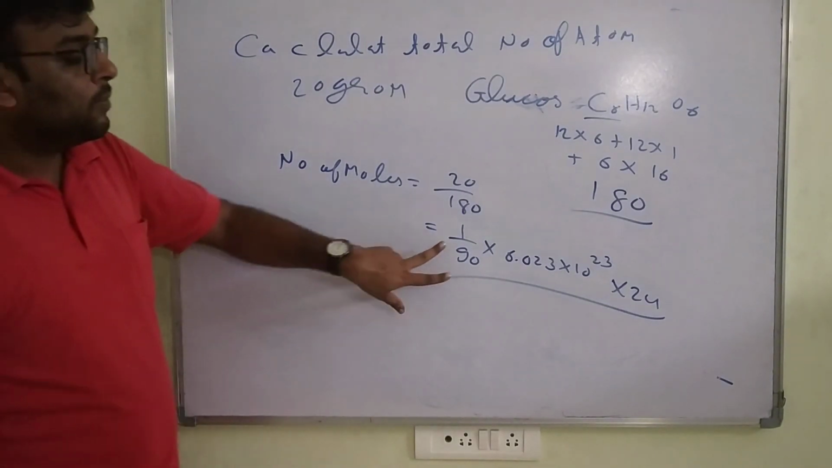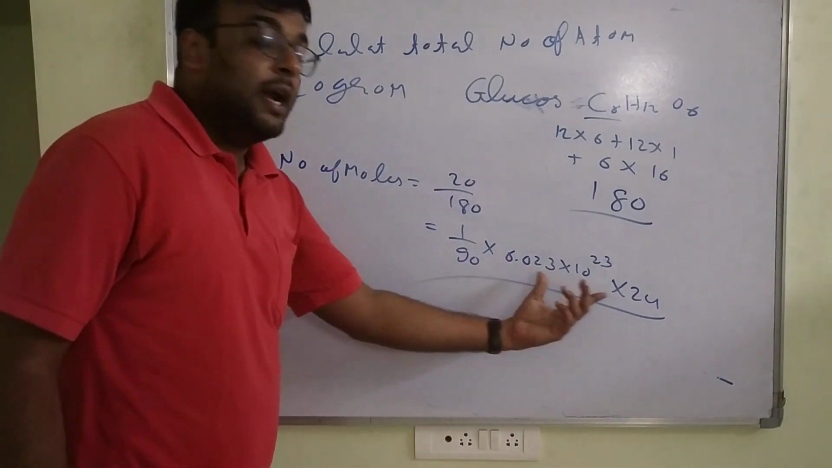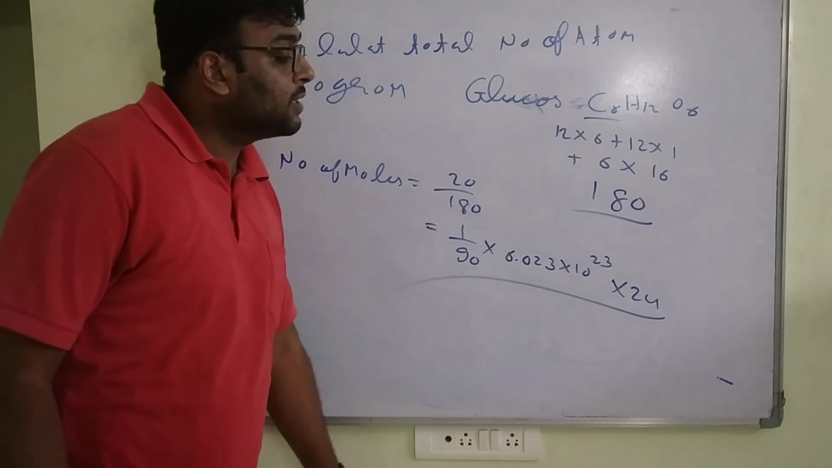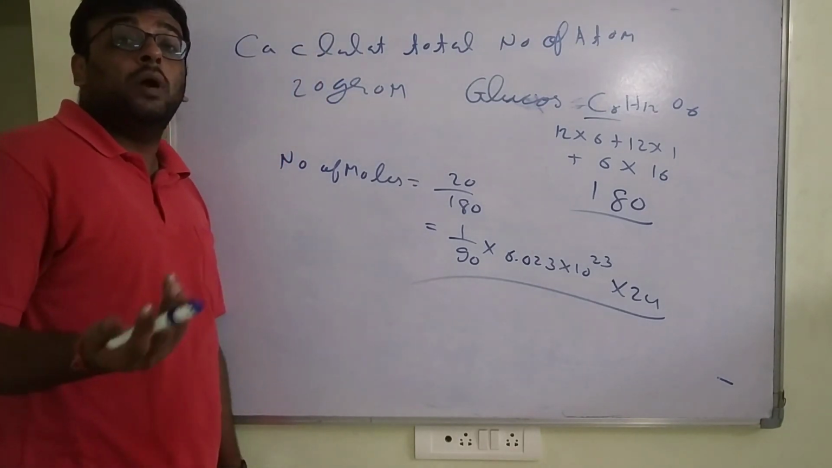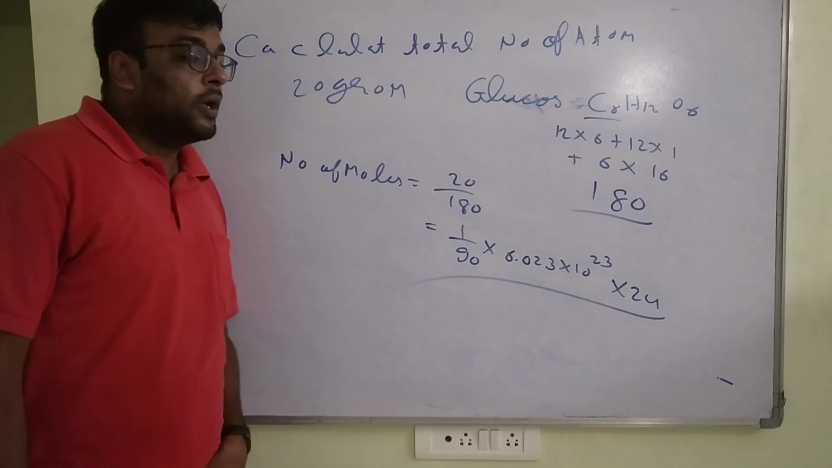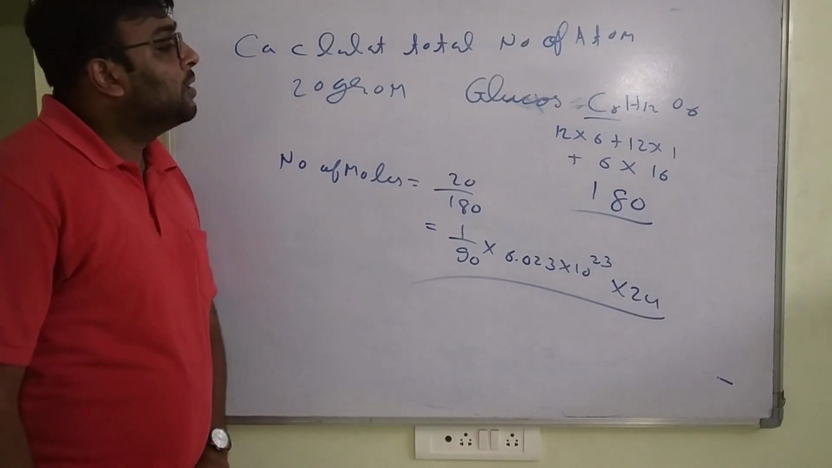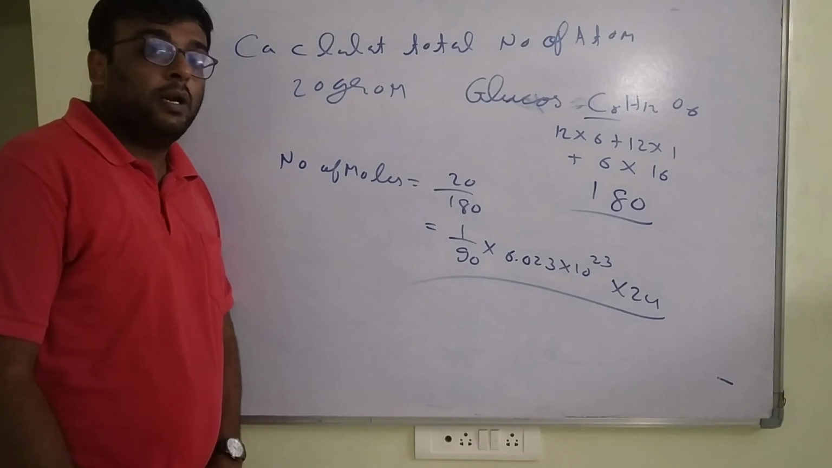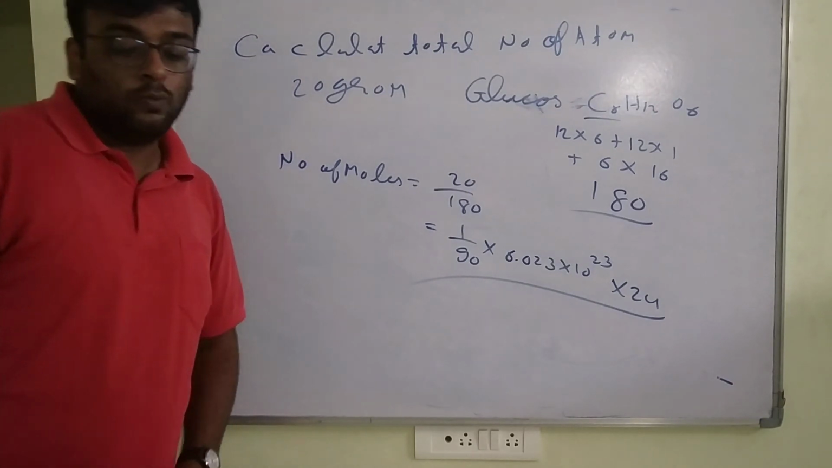Are you getting my point? First of all, we convert into moles. After that, molecules, and then multiply by the atomicity, which here is 24. If it is monoatomic, simply multiply by 1; no need to multiply anything. Okay, so this is the topic. Just read it properly and make the notes. Thank you so much. All the best.